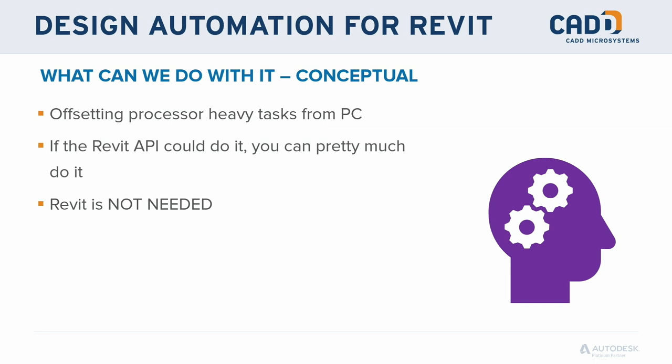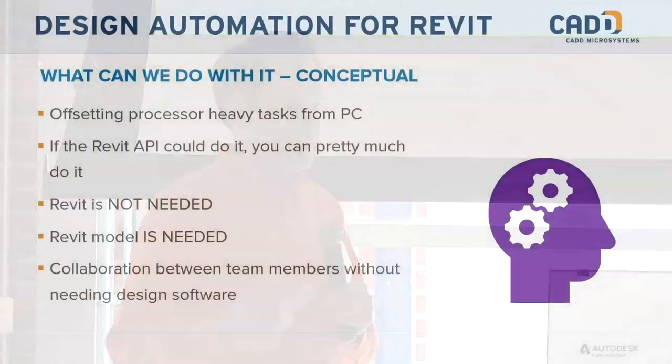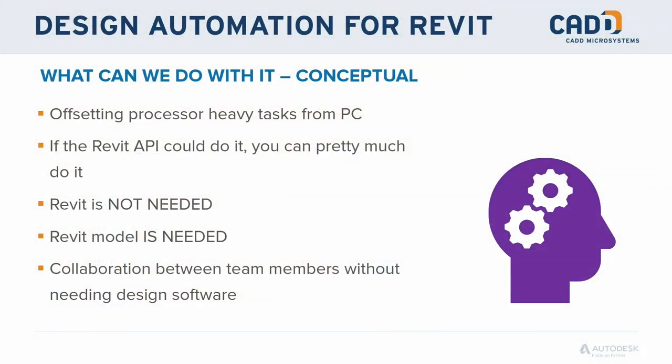You kind of need to own Revit to write the software so you know how Revit works, obviously. But you can build an application on the web through the design automation API that's going to allow anybody, anywhere, to manipulate Revit files through your application without using Revit at all. You absolutely need a Revit model, but what this starts to allow for, something that started flickering in my head, is it allows collaboration between team members without needing the design software.